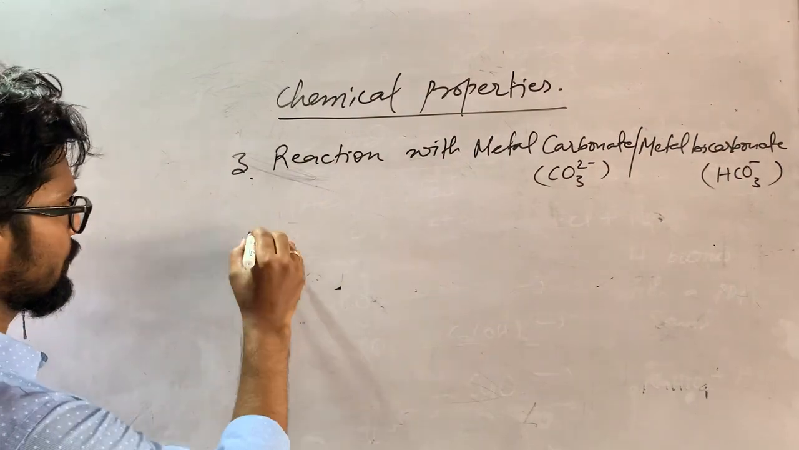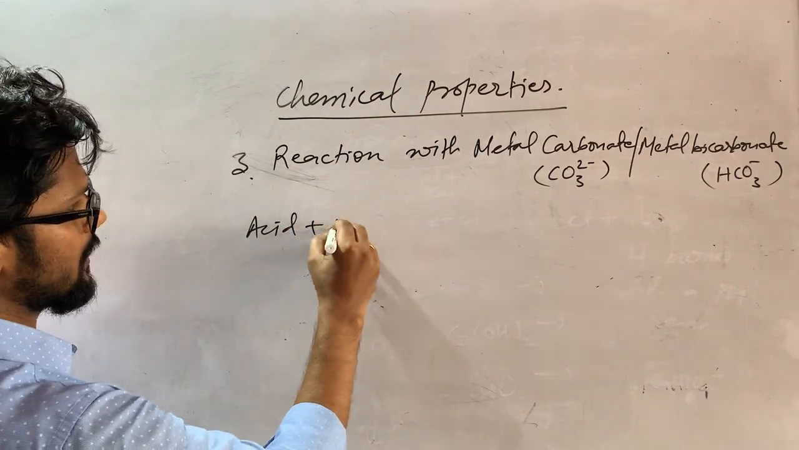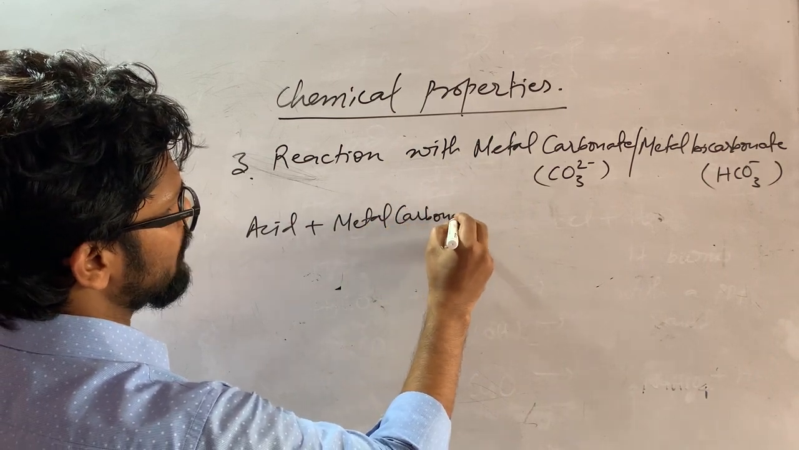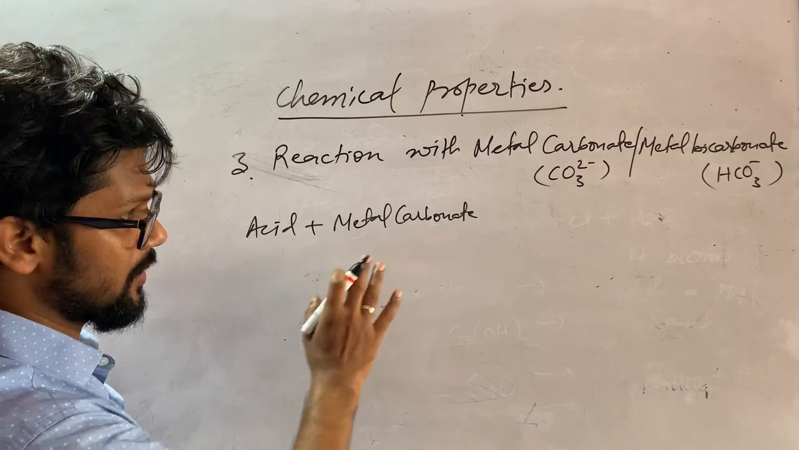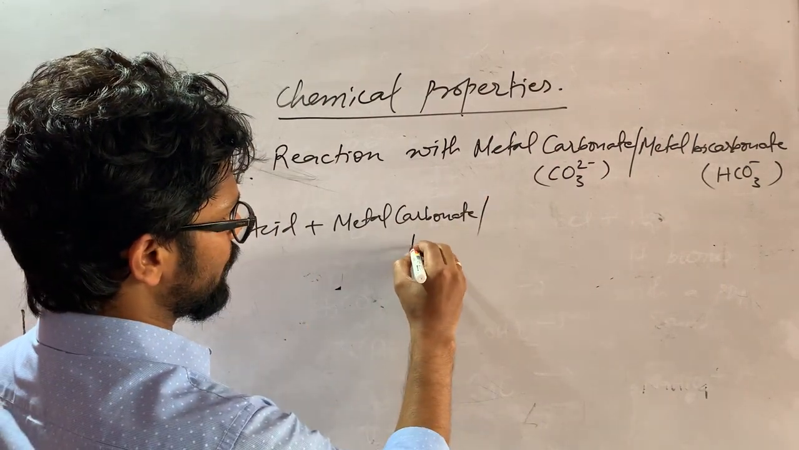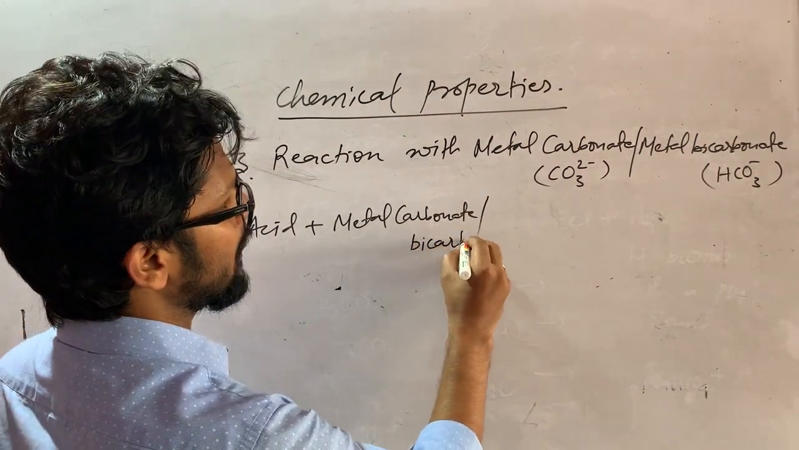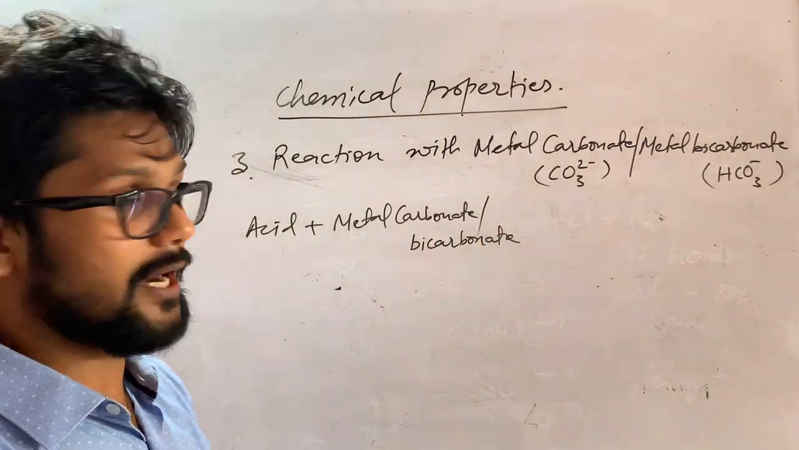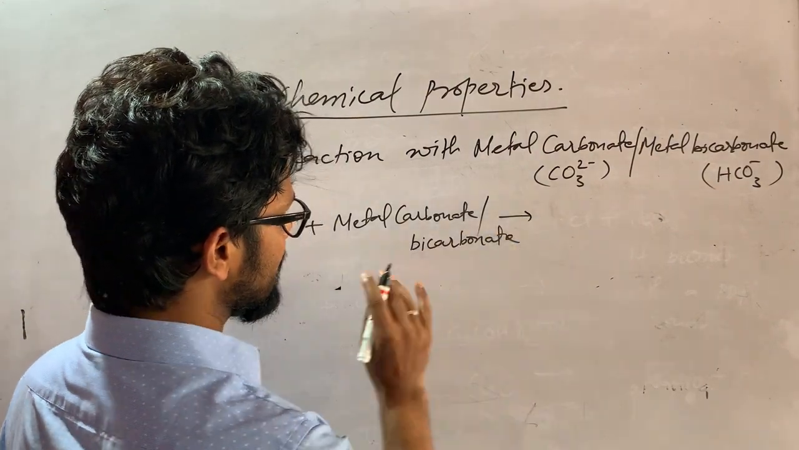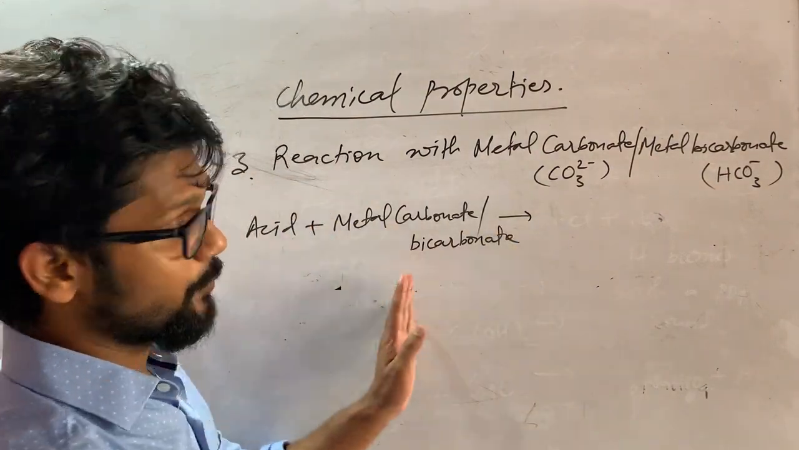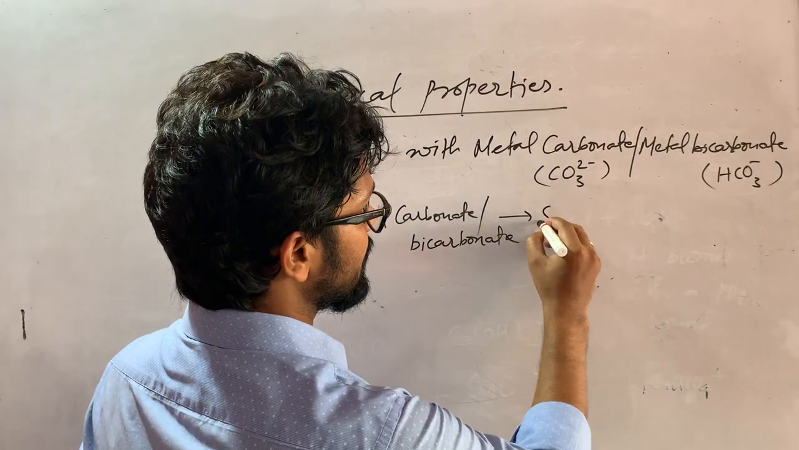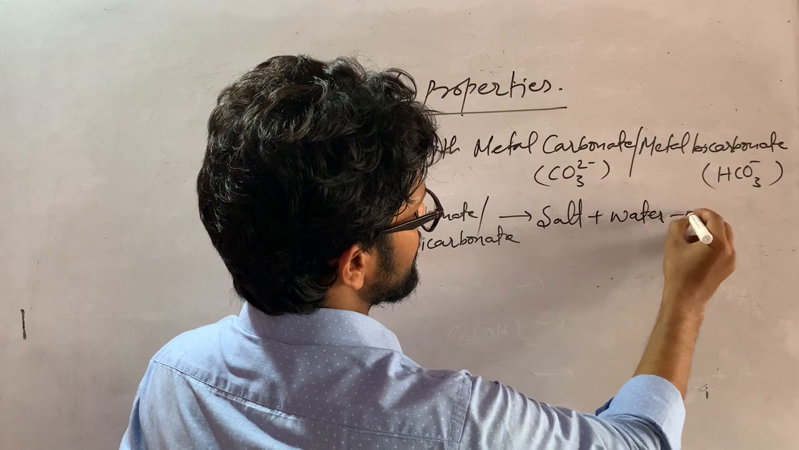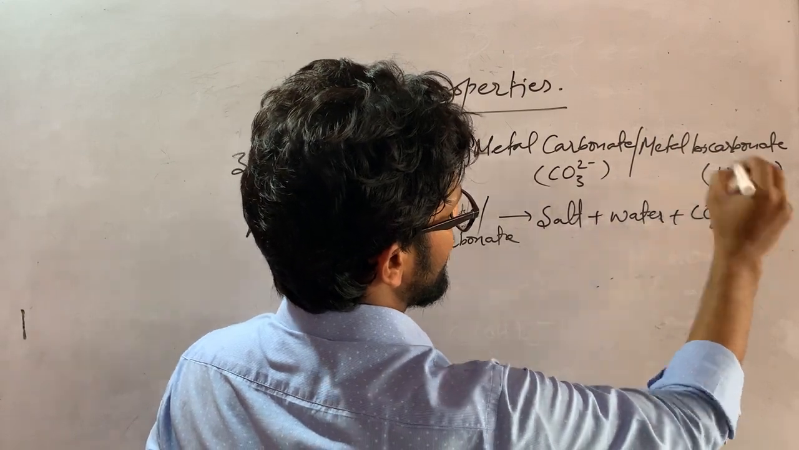Now let's see the reaction. Acid plus metal carbonate. You can take metal carbonate or bicarbonate, it's up to you. I'm taking only one example, metal carbonates, or you can take bicarbonate. Bicarbonate is also called hydrogen carbonate. So don't confuse it. In the question it may be hydrogen carbonate. Concept is, when acid reacts with metal carbonates and bicarbonates, it always gives salt plus water plus carbon dioxide gas.